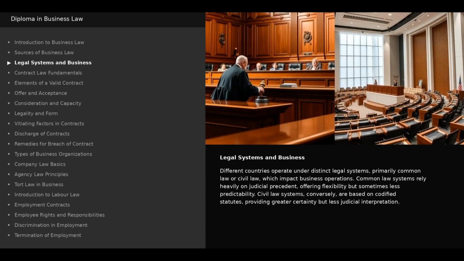Legal systems and business. Different countries operate under distinct legal systems, primarily common law or civil law, which impact business operations. Common law systems rely heavily on judicial precedent, offering flexibility but sometimes less predictability. Civil law systems, conversely, are based on codified statutes, providing greater certainty but less judicial interpretation.